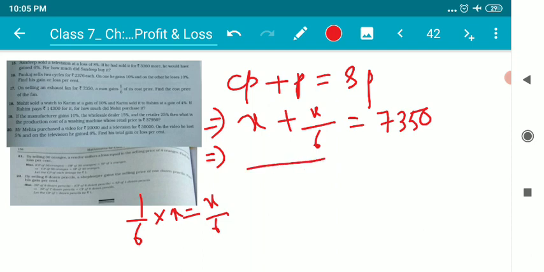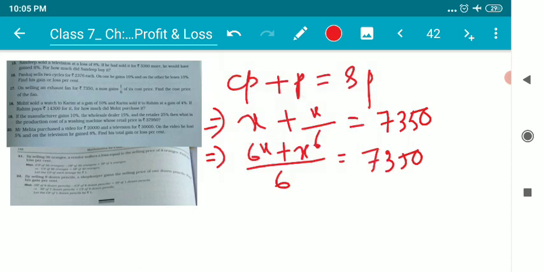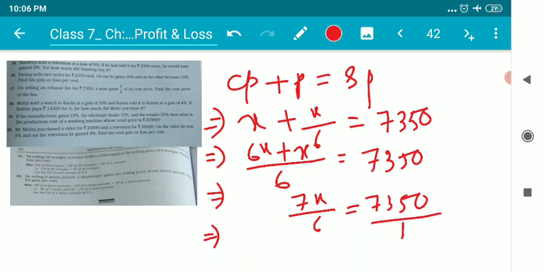So let us get the LCM of it. 6 into X is 6X, plus 1 into X is 1X, divided by 6, is equal to 7,350. Okay children, now let us get the calculation from here. 6X plus 1X is 7X by 6, which is equal to 7,350 rupees. We'll go for a cross multiplication. 7X into 1 results in 7X, which is equal to 6 into 7,350.